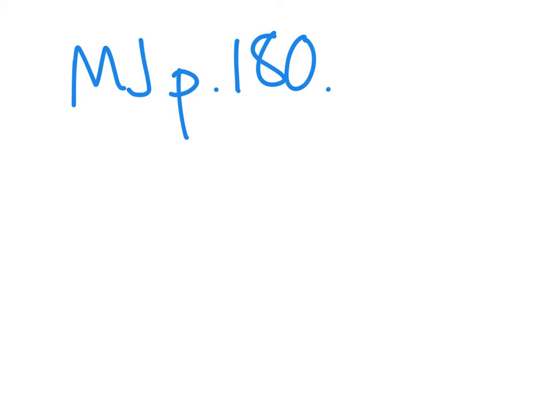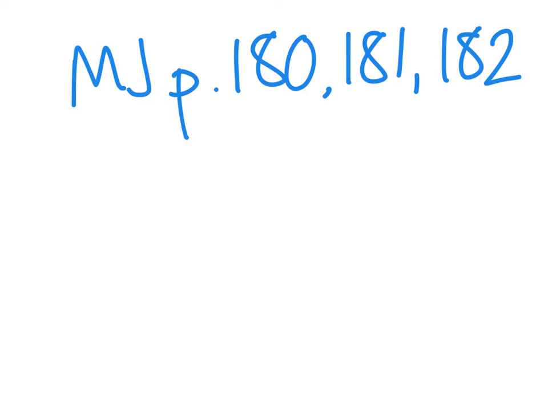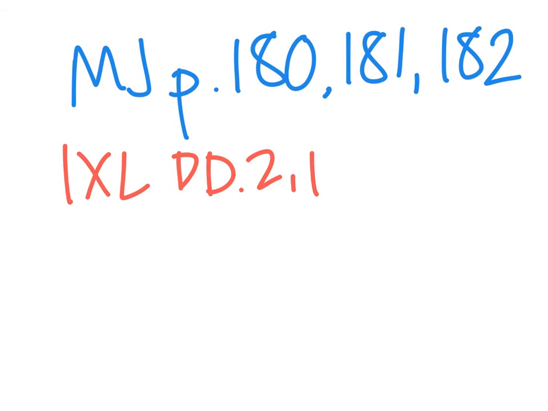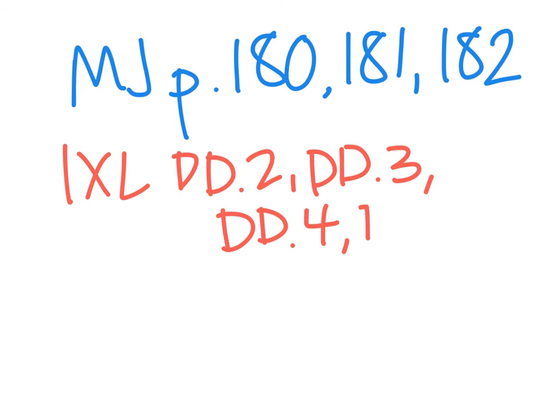For your assignment today, you have math journal pages that we started, 180, together. You need to finish that. 181 are reflections, and then 182 you'll be doing some review with degree measures of sector. IXL today, you have a lot of options. I kept the options from yesterday, DD2, DD3, and then I'm adding DD4 and DD5 moving into the reflections and the rotations. And that's all that you have today.